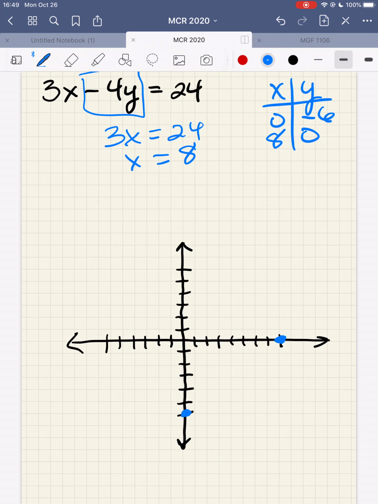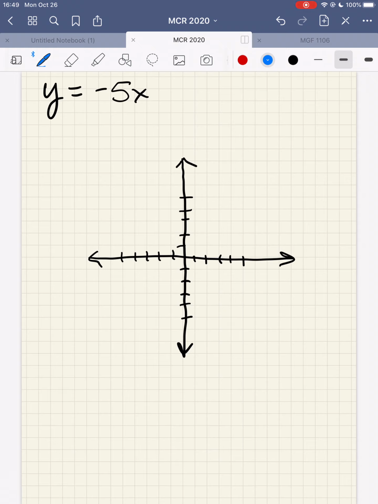And I go ahead and connect my lines. Okay, so at this point you just pick 0 for one, solve for the other, and vice versa.